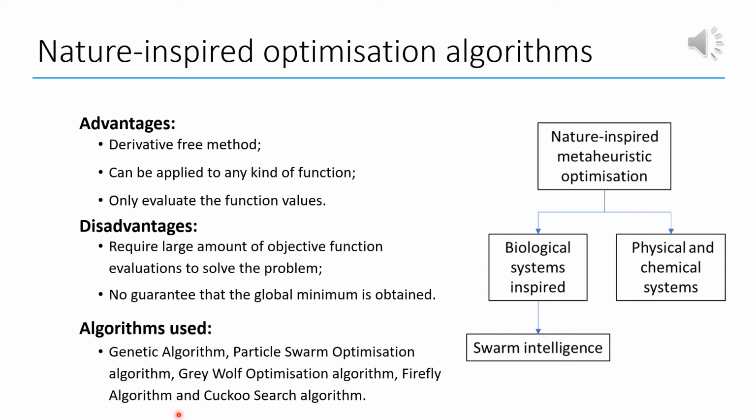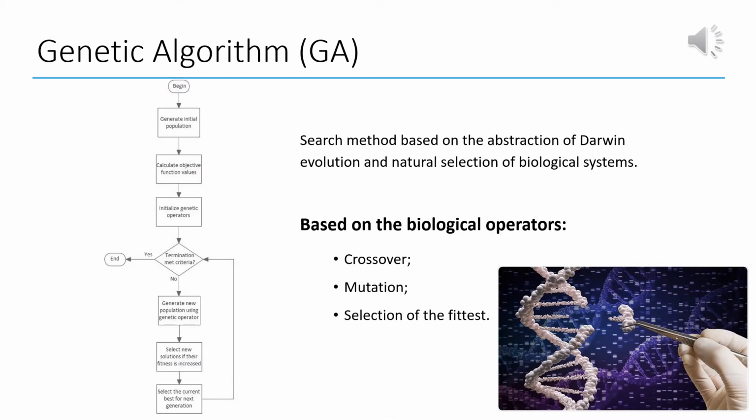The algorithms studied in this work were the genetic algorithm, particle swarm optimization algorithm, gray wolf optimization algorithm, firefly algorithm, and cuckoo search algorithm. The genetic algorithm is based on Darwin's theory of evolution and natural selection of biological systems. First introduced by John Holland in 1960, it uses biological operators such as crossover, mutation, and selection of the fittest to go through the search space. This flowchart on the left represents the functioning of this algorithm.